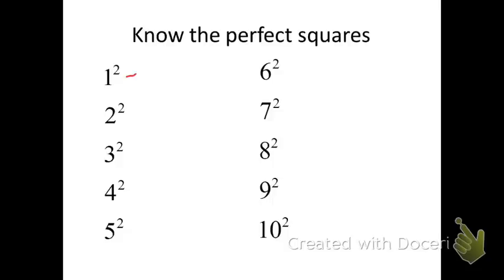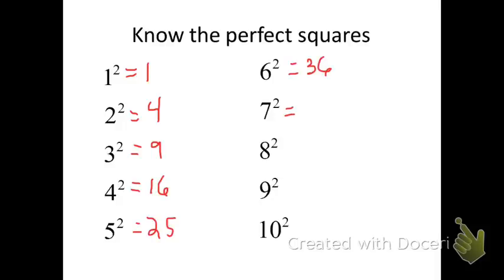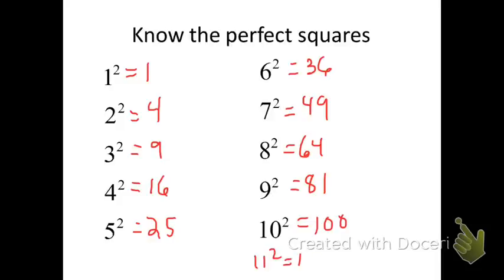1 squared equals 1, 2 squared equals 4, 3 squared is 9, 4 squared is 16, 5 squared is 25, 6 squared is 36, 7 squared is 49, 8 squared is 64, 9 squared is 81, and 10 squared is 100. It's also worth knowing that 11 squared is 121, and 12 squared is 144.